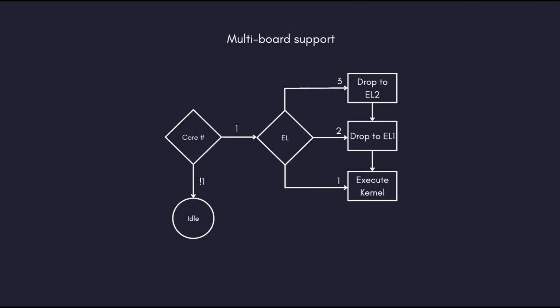First, we check the core number. If we're in any core that isn't core 1, then we're just going to go idle by running an infinite loop. That's to prevent the issue with 4 cores trying to run the kernel at the same time. If we are on core 1, then we will execute the kernel. But before we actually get to the kernel code, we're going to check the current exception level. The current exception level could be 3, 2, or 1. And depending on which one it is, we're going to progressively drop from one until the other until we get to exception level 1, at which point we will execute the kernel.